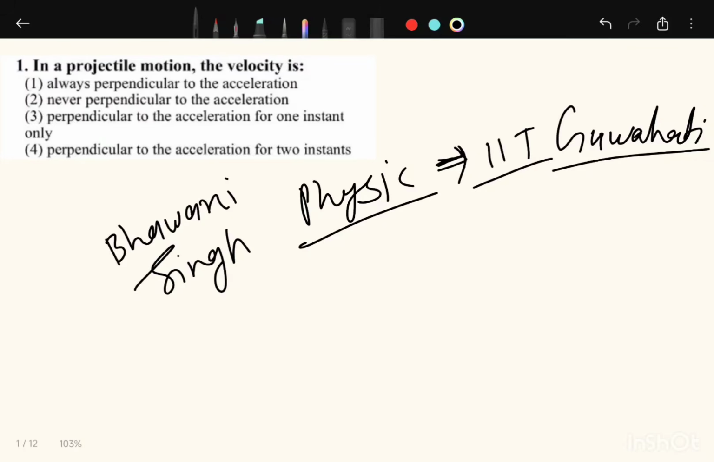So in today's lecture I will solve problems related to projectile motion that will be of NEET and JEE level. From now onwards, I'll be putting up videos related to all the topics that I'll be able to do.